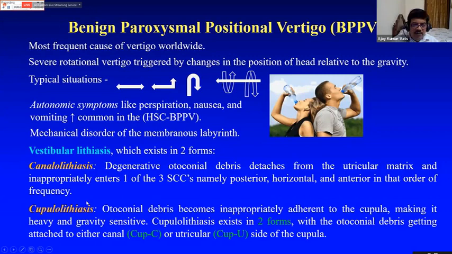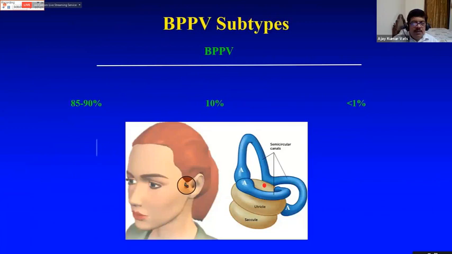It is a mechanical disorder of the membranous labyrinth caused by vestibular lithiasis, which exists in two forms. Canalolithiasis, in which the otoconia enter one of the three semicircular canals, the most common being the posterior one and the least common being the anterior one. Cupulolithiasis, in which the otoconia inappropriately become adherent to the cupula, making it heavy and gravity sensitive. It exists in two forms, with otoconia getting adherent either to the canal or to the utricular side of the cupula. So this is a diagram which is showing the BPPV subtypes.